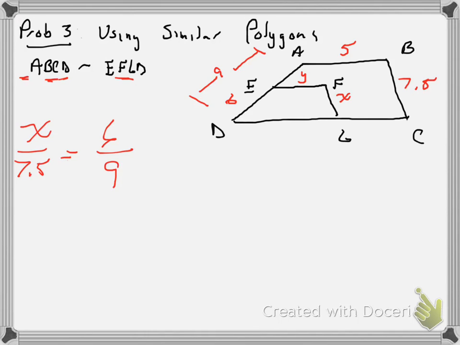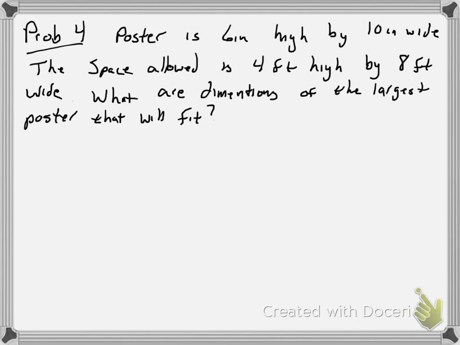Now, how do I solve? Cross multiply. Get 9 times x, which is 9x, and 6 times 7.5 is 45. Go ahead, divide by 9. I get x equals 5. Okay? So that's all we want to do. We want to find the value of x. We could find y much the same way, but we just wanted to find the value of x in that particular problem.